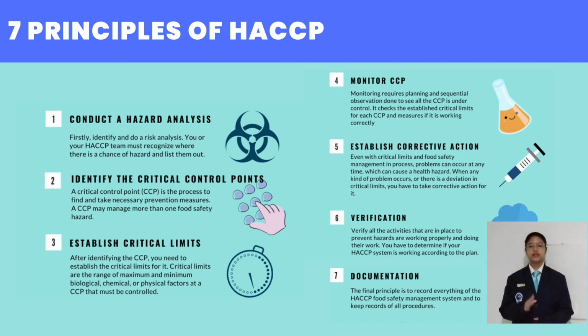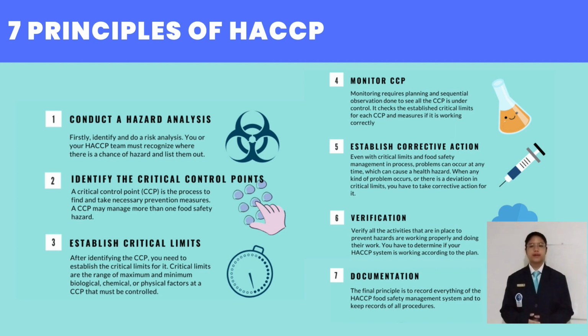And the fifth one is establish corrective action. Even with critical limits and food safety management in process, problems can occur at any time, so we should know to establish a corrective action. We know the problem of this CCP. And the sixth one is verification. Verify that all the activities in place to prevent hazards are working properly and doing their work. And the last one is documentation.